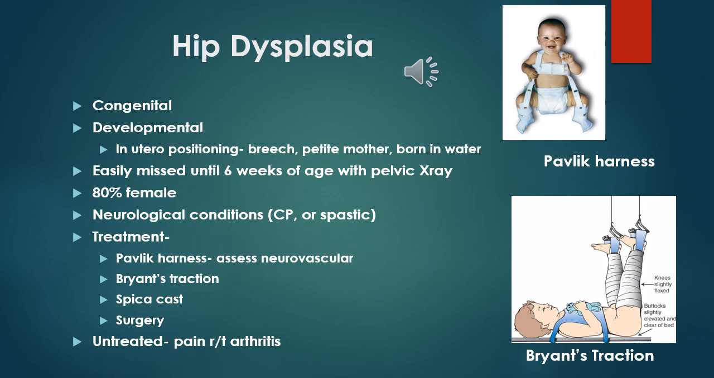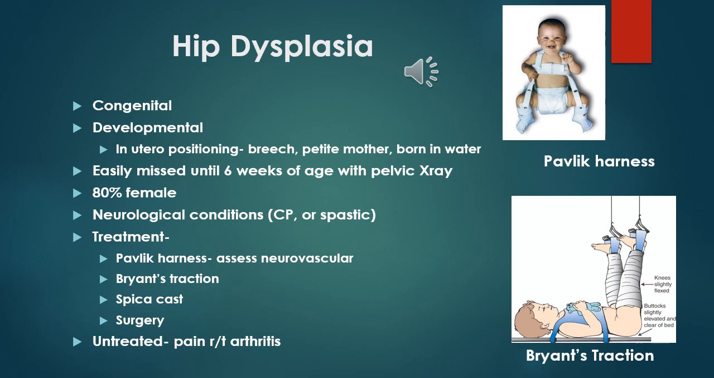It is more common in females, and certain neurological conditions will increase these risk factors for developing hip dysplasia, such as CP or other spastic neuro conditions. Treatment of hip dysplasia includes the Pavlik harness, which you can see in the picture on the top of the slide. If the harness is used, it is important for the nurse to assess the neurovascular status and to also provide proper education to the caretakers.